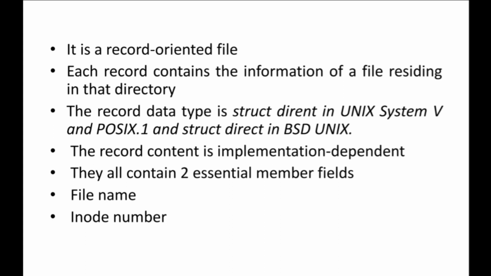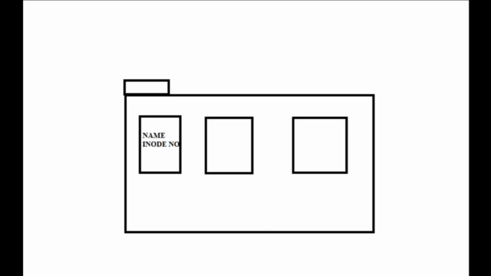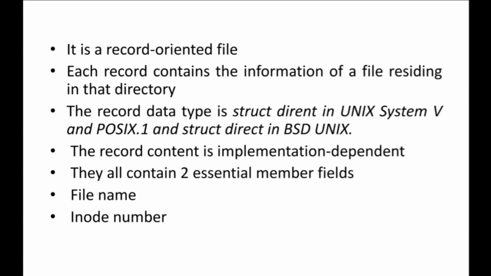So the directory contains the records. Each record contains the information of a file that is residing in the directory. You can see here that 3 records are there in this directory, and those records contain the information of the file, such as the name of the file and the inode number. Once you get the inode number, you can access each and every detail of the file that is stored in the inode table.